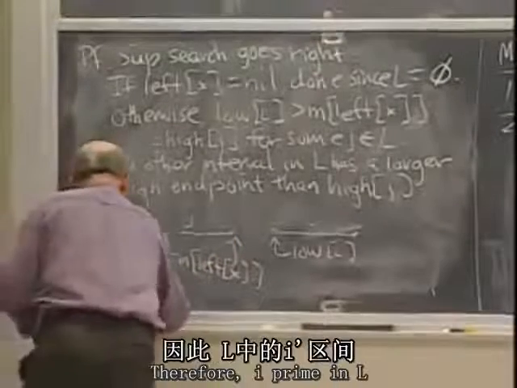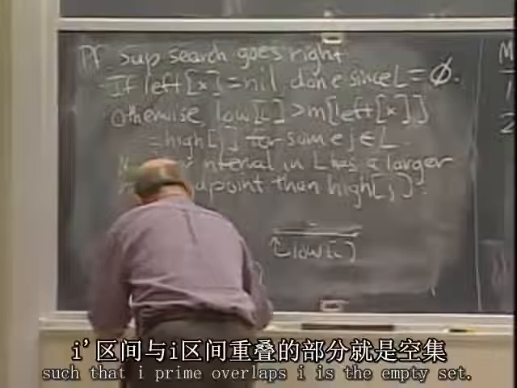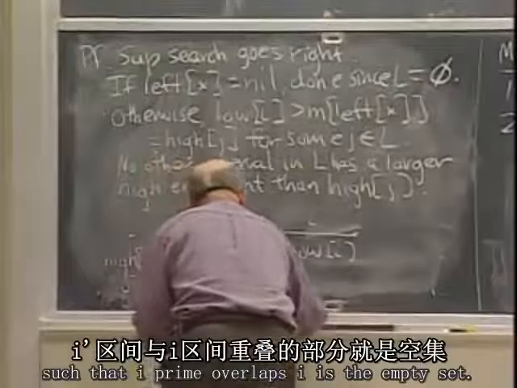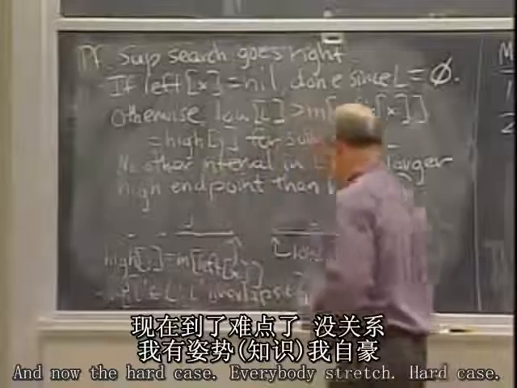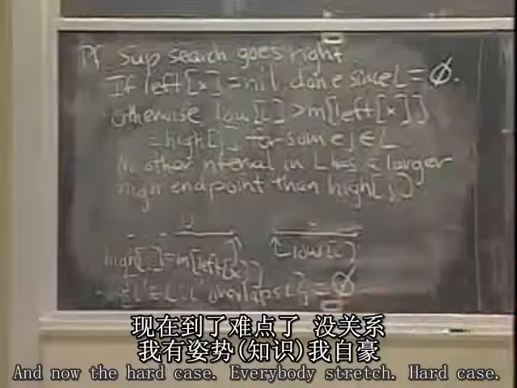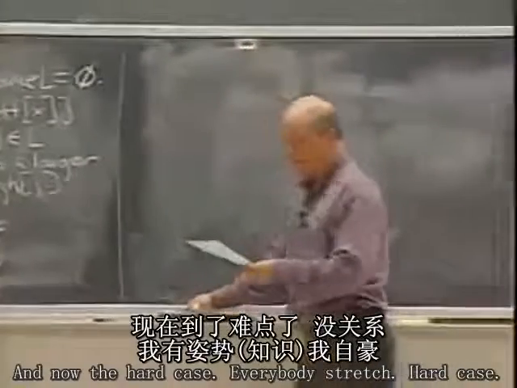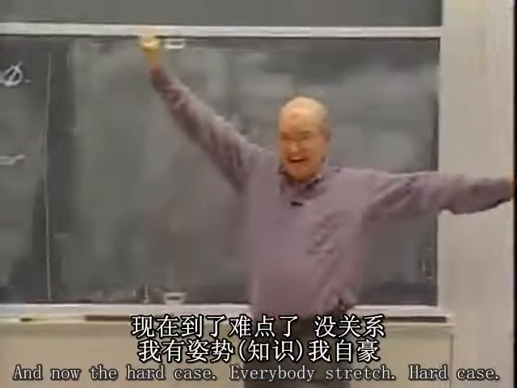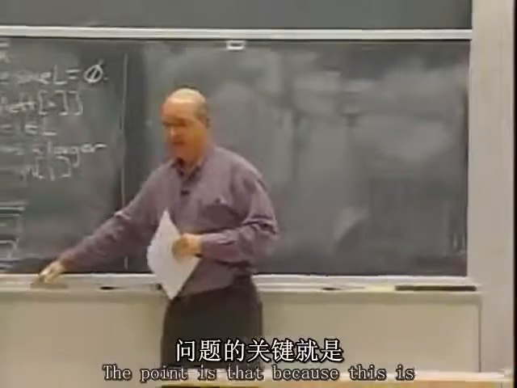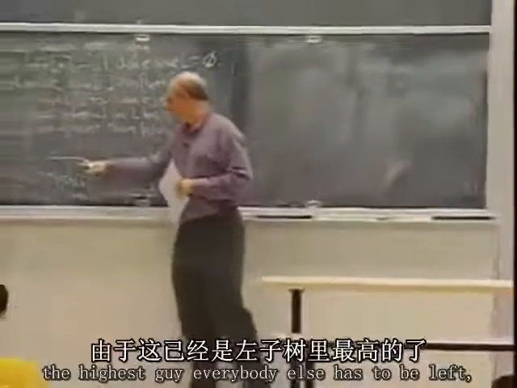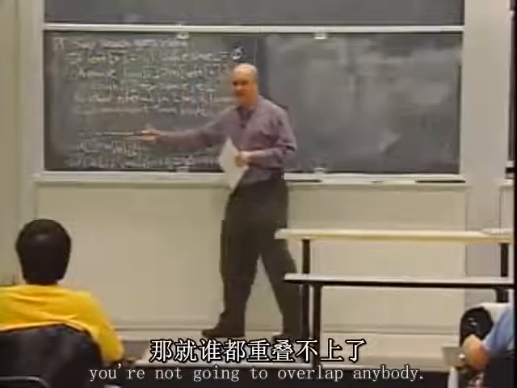So therefore, the set of I prime in L such that I prime overlaps I is the empty set. And now the hard case. Everybody stretch. Hard case. So everybody follow this? The point is that because this is the highest guy, everybody else has to be left, so if you didn't overlap the highest guy, you're not going to overlap anybody.